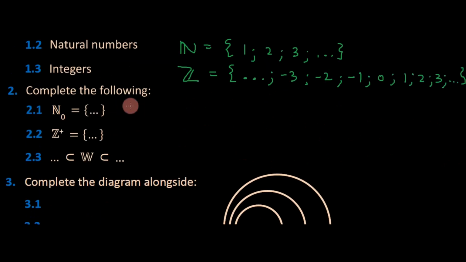Then we have to complete the following. N0 is a set of natural numbers including 0. So just a set of whole numbers. Z plus is a set of positive integers. In other words, just a set of natural numbers.